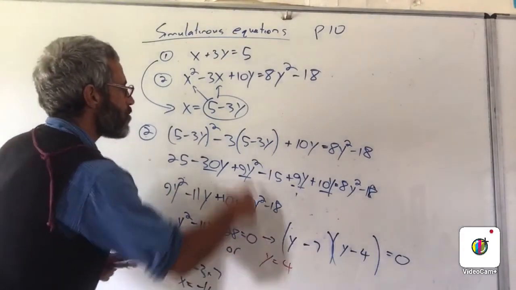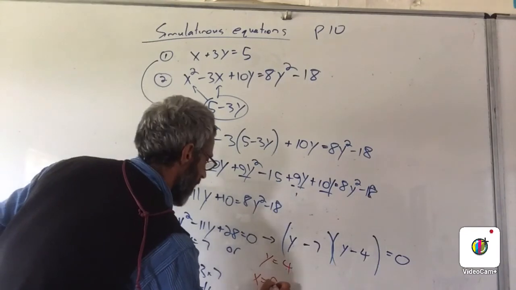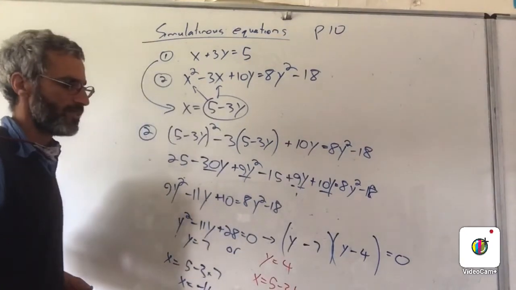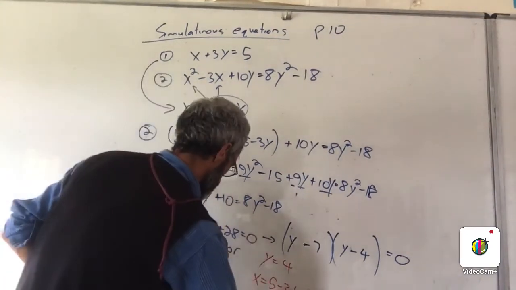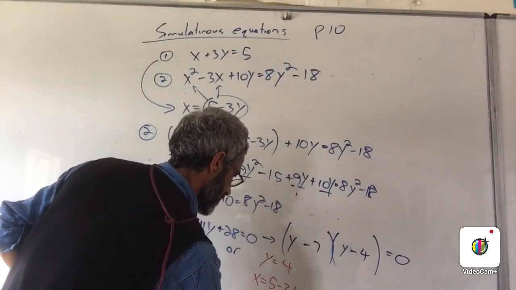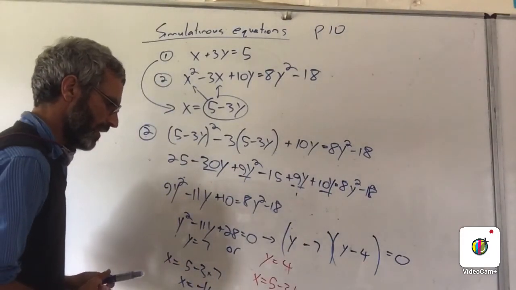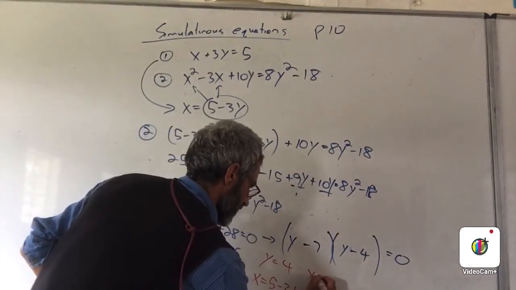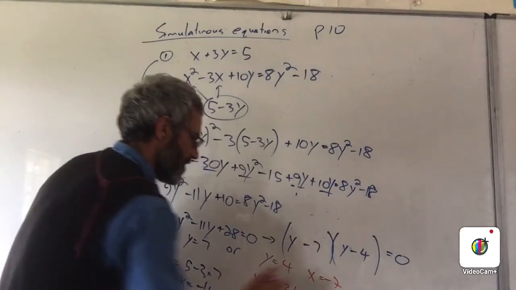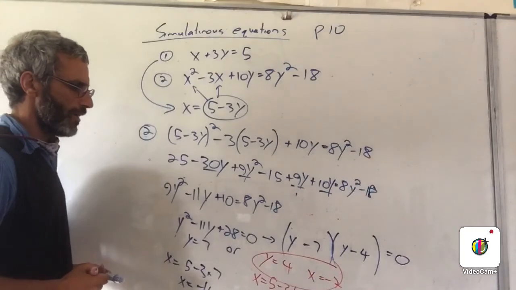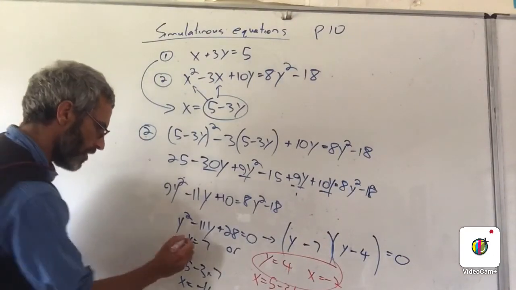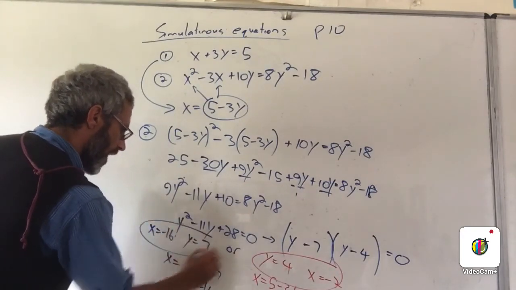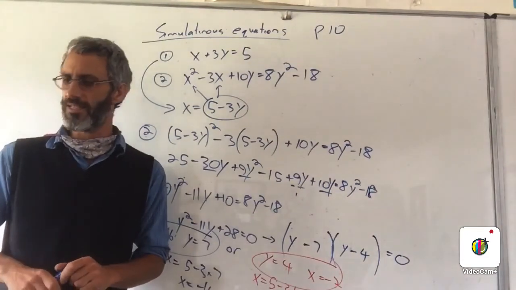And then if y equals 4, then x equals 5 minus 3 times 4, which is 5 minus 12, so minus 7. Is that right? Yeah. So we got two solutions. I'm going to write them like this. Either y equals 4 and x equals minus 7, that's one possibility, or x equals minus 16 and y equals 7. So we've got two pairs of possibilities.